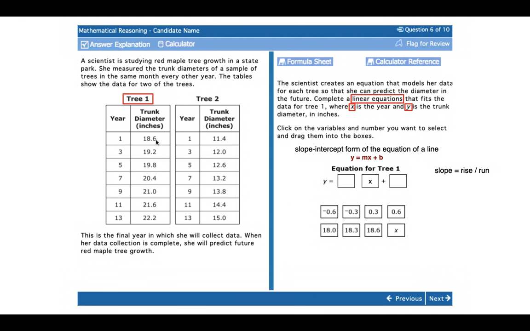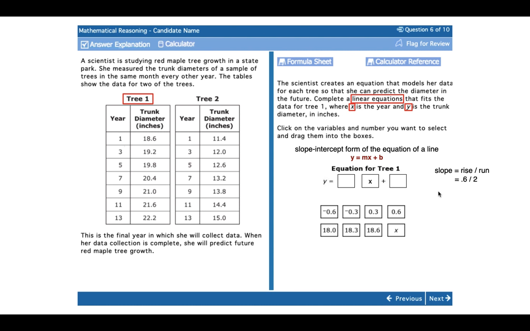For every 18.6, it goes up something to 19.2, and the run, the x, the horizontal, this way, goes up from 1 to 3. So how much does it go up from this one to this one? Well, you can put that in your calculator. Maybe you can do it in your head. It's 0.6. And every one of these is 0.6. In fact, every one of these is 0.6 too. Everything goes up 0.6 every 2 years.